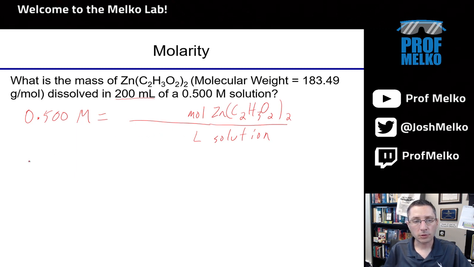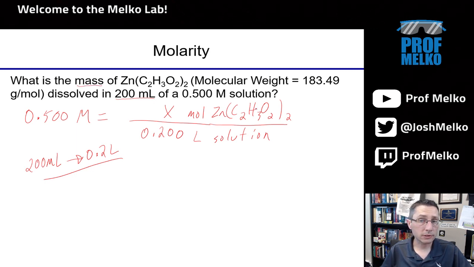That 200 milliliters converted to liters is 0.2. So I know this denominator here is 0.200 liters. The numerator is what I'm solving for. Ultimately, I want the mass, but I can already see if I can get the moles of zinc acetate, I can use the molar mass to get what's desired, the mass of zinc acetate. Again, I just write the formula for molarity, solve for what's not known, and then I'll be able to use that to get to my final answer.